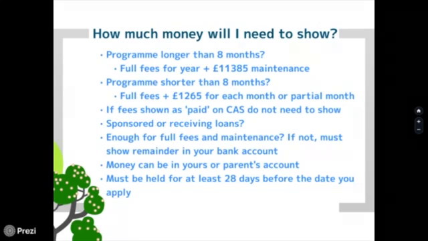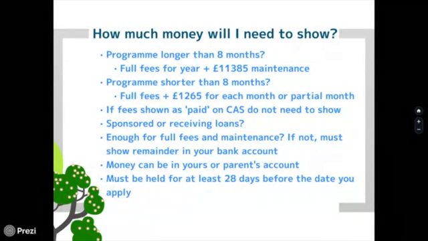Now, if your program's shorter than 8 months, then you need to show, and sorry, I didn't mention the first one. For any application, you also need to show that you've paid the full fees, or that you have the full fees in the bank. And then for a course that's less than 8 months in length, you'll need to show that you've got £1,265 for each month or partial month. So if your course was, say, 3.5 months long, you'd need to show that you had £1,265 for 4 months. So you have to round up.